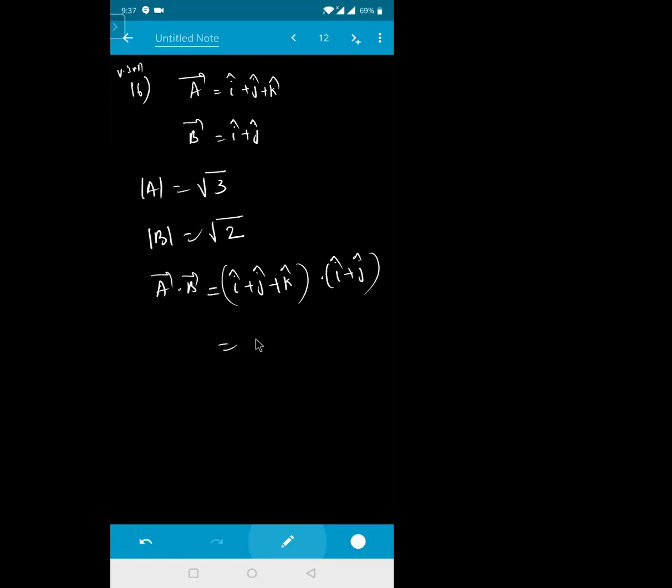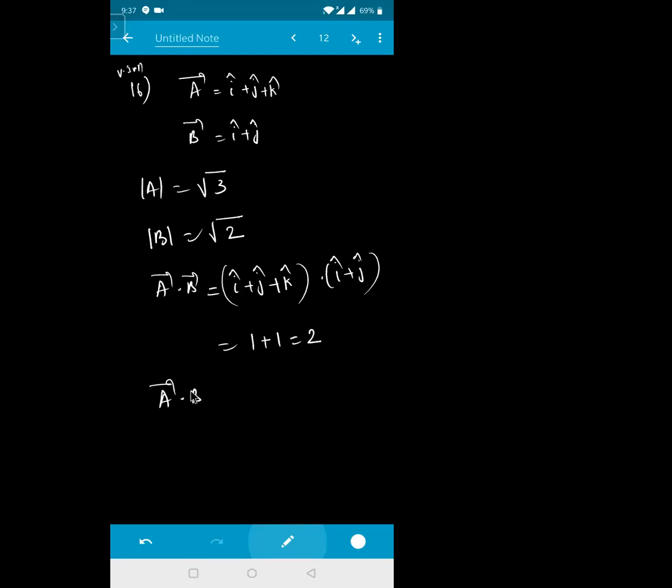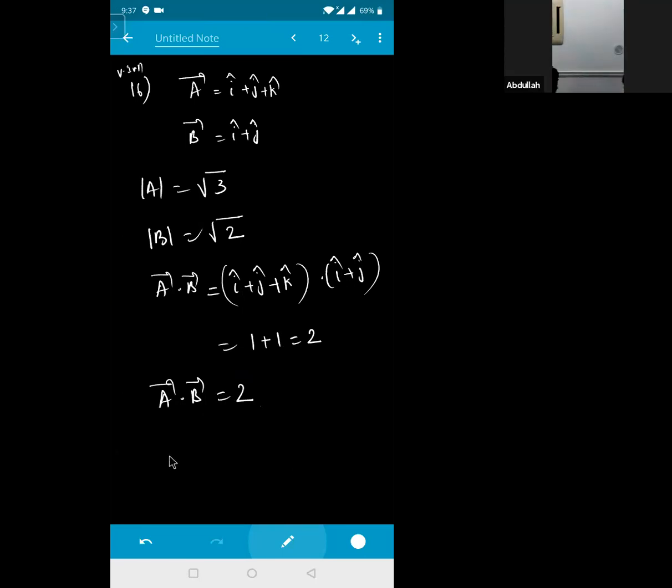i dot i is nothing but 1. i dot j is nothing but 0. j dot i is 0. j dot j is nothing but 1. So this will become 2. So I can write here a bar dot b bar is equal to 2. Is it clear for everyone?